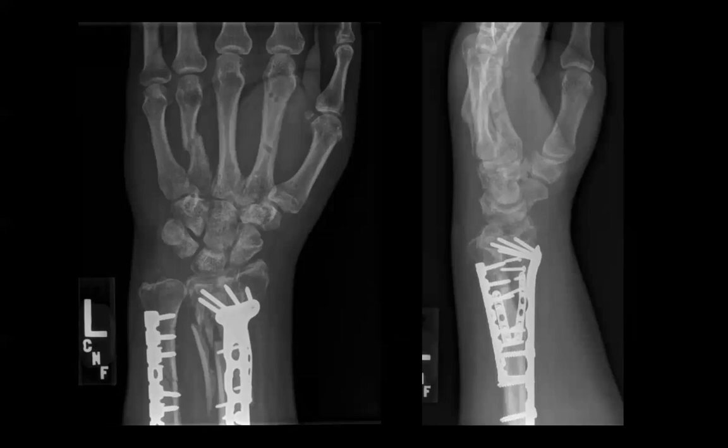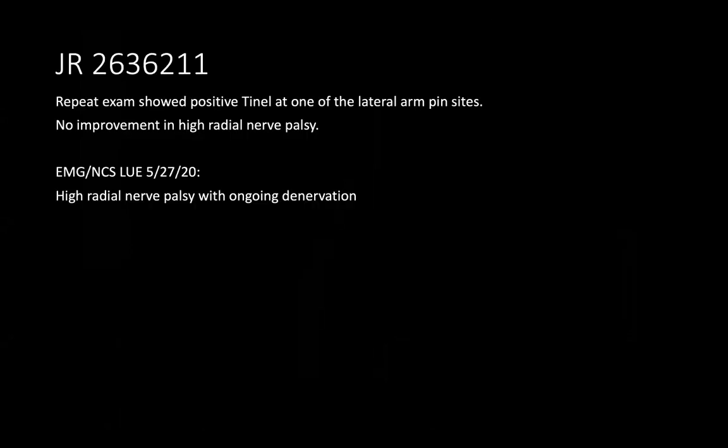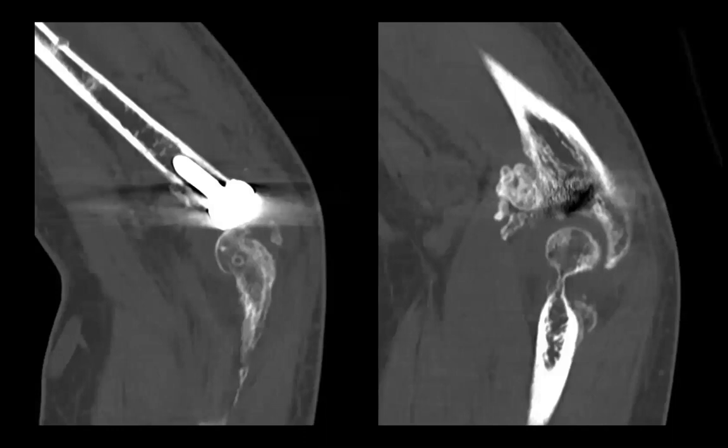And that's X-rays of his wrist with the ex-fix off. The ulnar head seems to be dorsally dislocated as well, perhaps. On one other repeat exam, there was a positive Tinel at one of the lateral pin sites. There was no improvement in his palsy. An EMG was obtained recently. It showed high radial nerve neuropathy with ongoing denervation. And then a CT scan was obtained just to look at the heterotopic bone in his elbow. And these are kind of selected cuts, and most of it's near the coronoid.